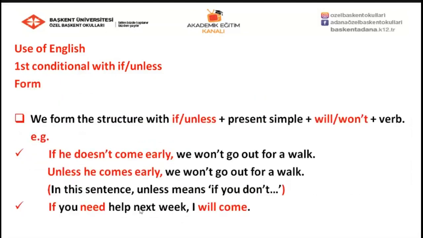I would like to talk about its form. We form the structure with if or unless plus present simple plus will or won't plus verb. For example, if he doesn't come early, we won't go out for a walk. Unless he comes early, we won't go out for a walk. In this sentence, unless means if you don't. If you need help next week, I will come.